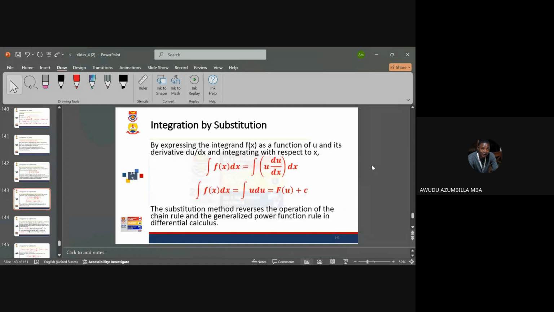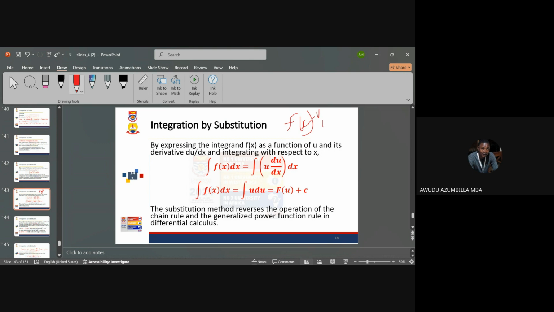Now, what is the formula for integration by substitution? So we are saying that we are going to express the integral of the function as a function of u and its derivatives. So if you have a function that is expressed in the form of x, this is the function that you have. It means that you can say let x equal to u, so that you will differentiate the u and multiply by itself.